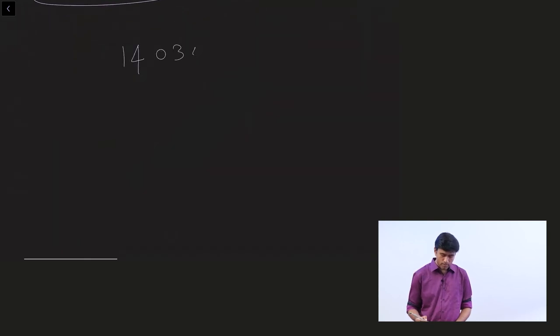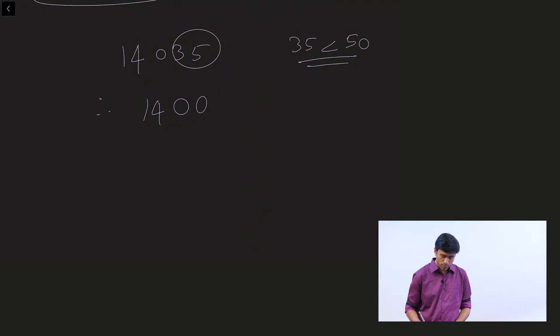14,035. Please round this off to the nearest 100. Look at the last two digits, 35. 35 is less than 50. Therefore, the nearest 100 is 14,000. This is how you round it off.